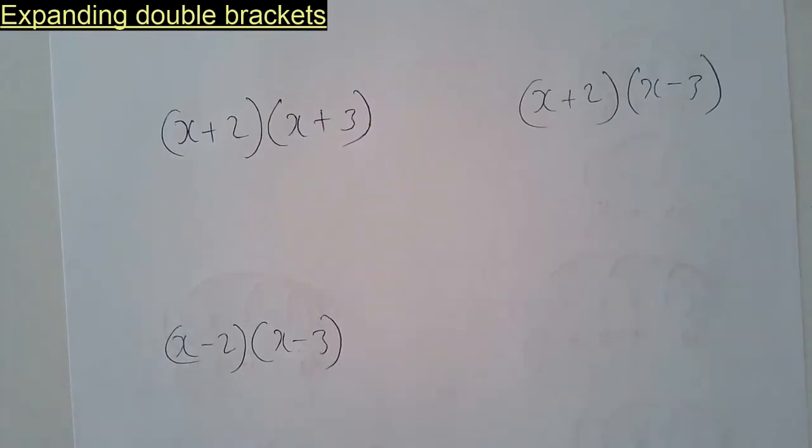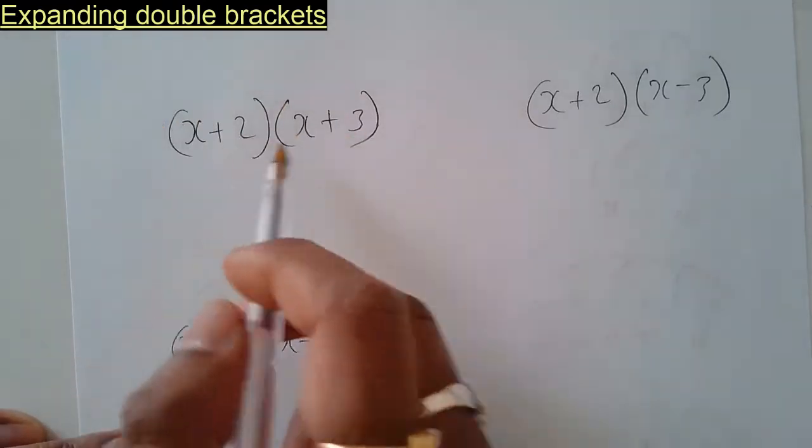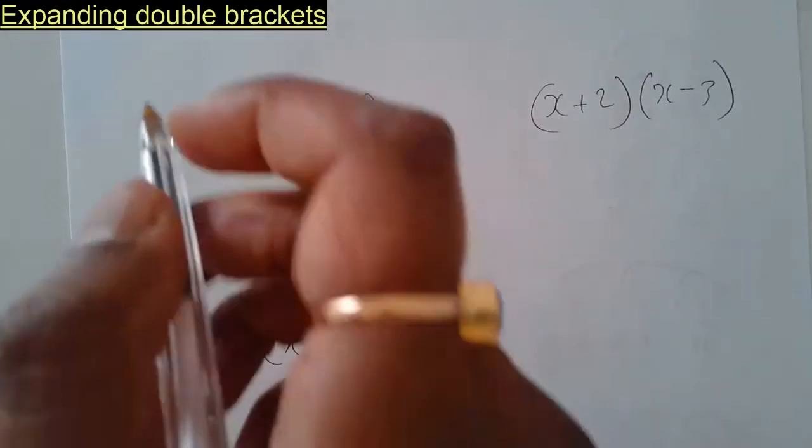Expanding double brackets. I've got 3 questions, they almost look the same apart from the signs. By far the easiest one is the one with all the positive numbers.